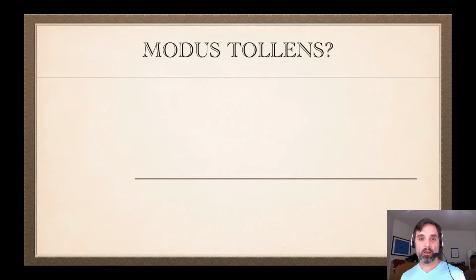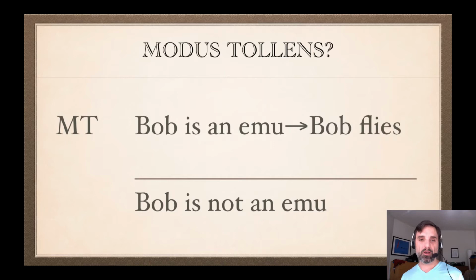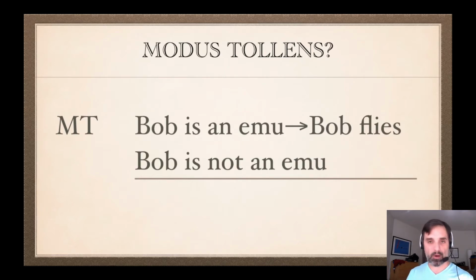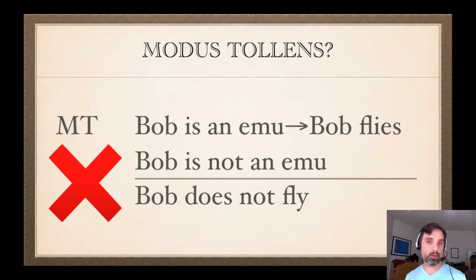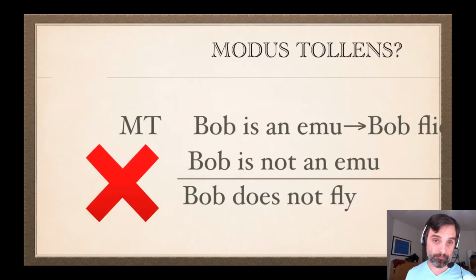Okay, let's consider another possible example. Here we have, if Bob is an emu, then Bob flies, and Bob is not an emu. Does anything follow from this? Does it follow in particular that Bob does not fly? No, it doesn't. There are all sorts of things that Bob might be besides an emu and yet still fly. So this is not of the form modus tollens. Modus ponens is conditional plus antecedent: you infer the consequent. Modus tollens is conditional plus negation of the consequent: infer the negation of the antecedent.